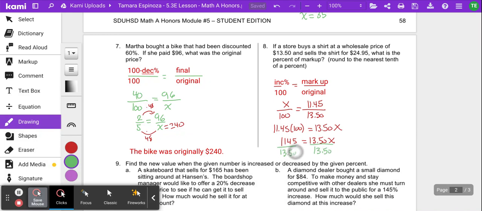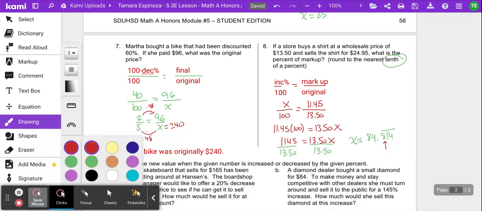Okay, we don't come out with a nice decimal. That's okay. I'm going to throw it in my calculator here. $1,145 divided by $13.50. I get this crazy decimal, 84.814814, with 814 repeating. But it says round to the nearest tenth. So the tenth is in this position right here. The 1 just leaves it not rounding up, just leaving it down. So we get about 84.8%.